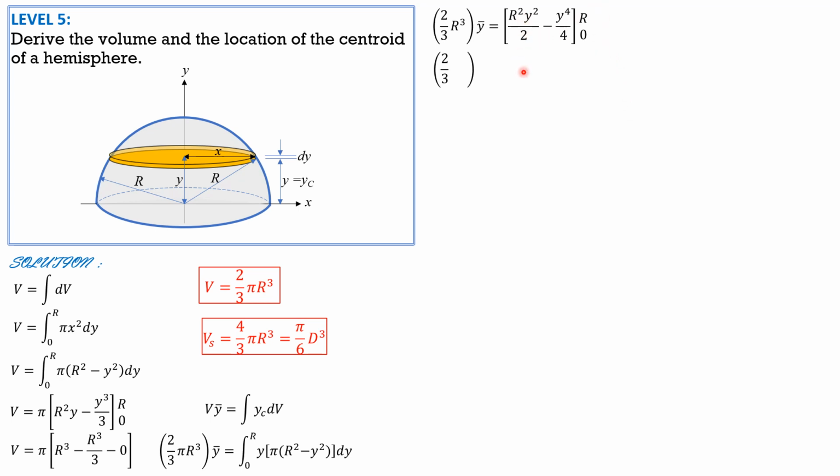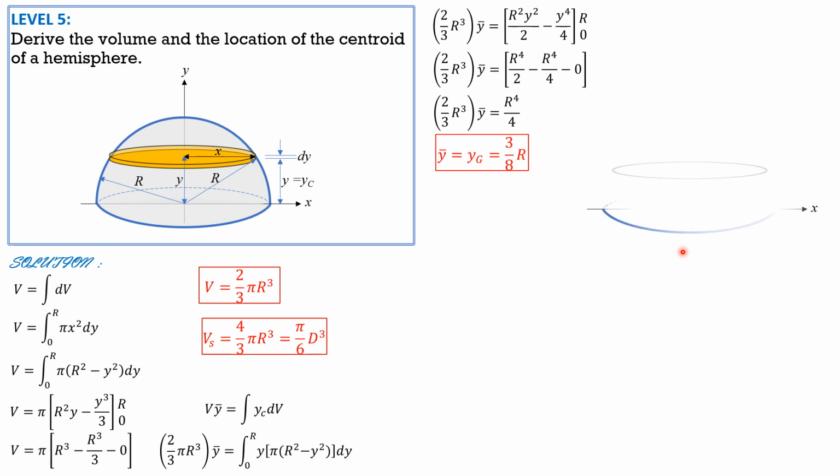So 2/3 R cubed y bar equals R to the fourth over 2 minus R to the fourth over 4. These are like terms, so 1/2 minus 1/4 is 1/4. So we have 2/3 R cubed y bar equals 1/4 of R to the fourth. Canceling out R cubed, this is R over 4, then cross multiply: 3R over 2 times 4, so 3/8 of R. That's the location of the centroid of a hemisphere from its base, which is circular.